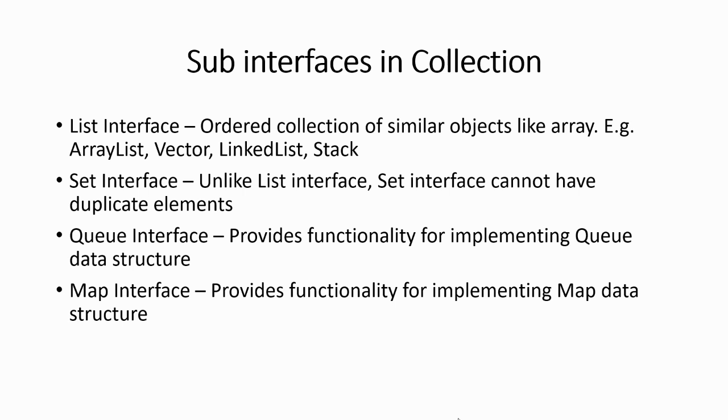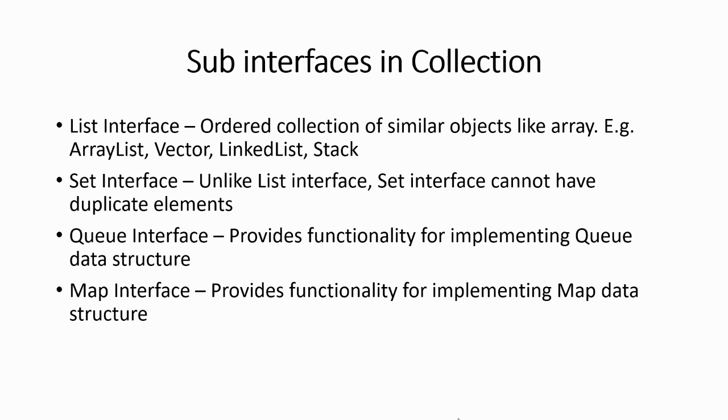A list interface provides data structures like array list, vectors, linked list, and stack. These data structures are ordered collections of similar objects. If you want a person name, that's basically a string, so you can have a collection of strings. Inside it you cannot have an integer; that's not possible in the list interface. If you define the type of data it holds, that type should remain constant throughout the list.